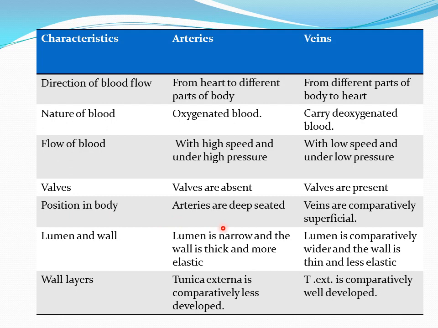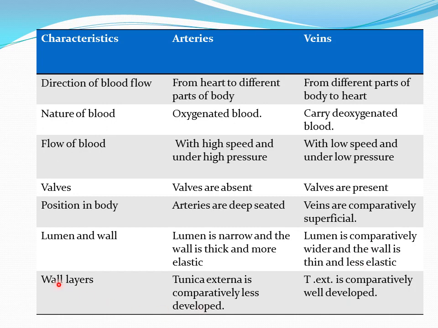They are not visible from the external part, whereas veins are comparatively superficial. So under the skin we can see mainly the veins. So they are superficial, whereas arteries are quite deep seated. Now depending on the lumen and wall, we can say that in arteries the lumen is narrow and the wall is thick and more elastic, and in veins the lumen is comparatively wider and the wall is thin and less elastic.